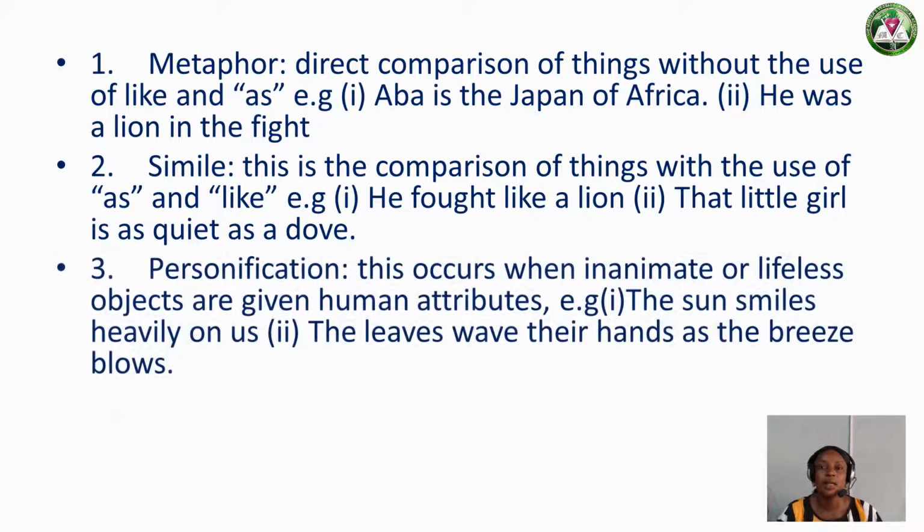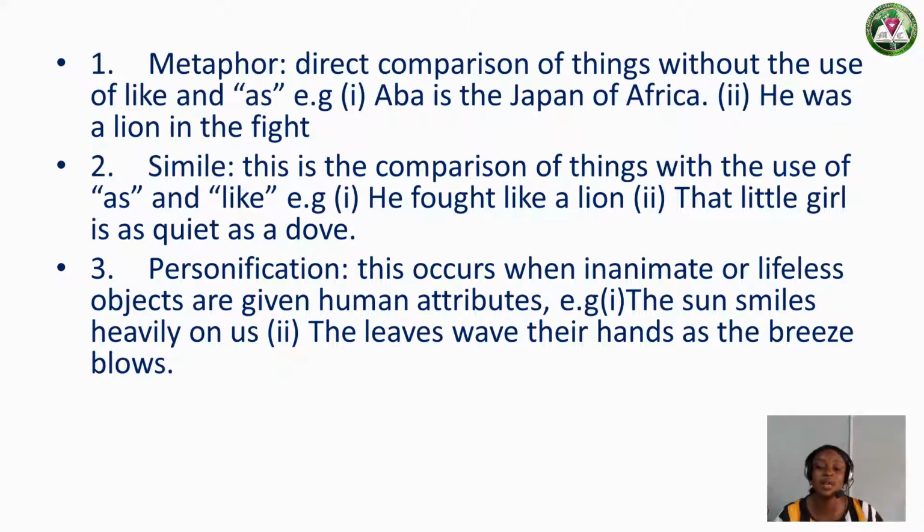Okay, the next one we have is personification. Now personification occurs when we give human attributes to inanimate or lifeless objects. When human attributes are given to inanimate or lifeless objects, we call it personification. So we can say the sun smiles heavily on us. The sun, I don't know how many of you have seen the sun smiling. Okay?